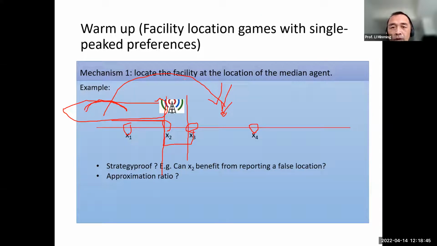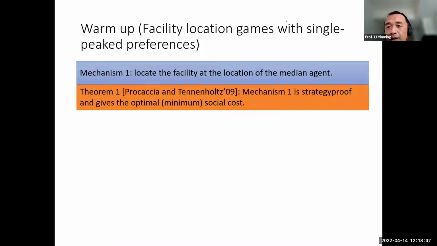Now for this one, the formal description of this mechanism comes from Procaccia and Tennenholtz's paper in 2009, EC, which is a top conference in theory. And then they show that this mechanism, which outputs the optimal solution, is strategy proof, right? Okay, so just as we discussed just now.